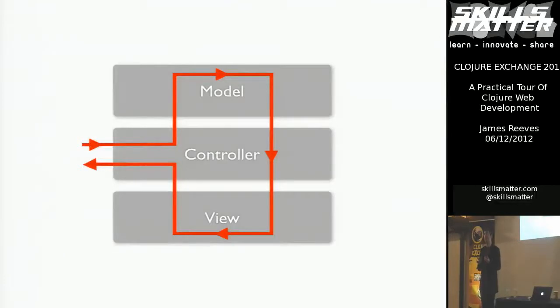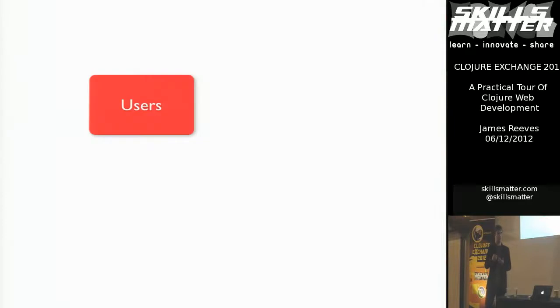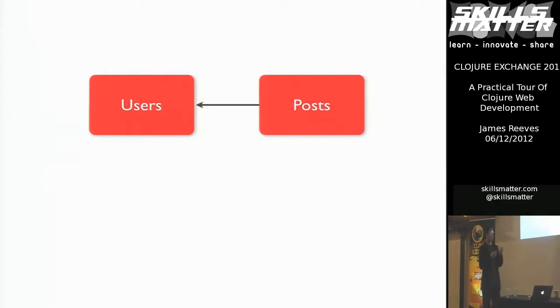So let's take a look at what model we'd have for a social news site. We're going to start off with a model, because when developing an application, it's a good idea to start off with the data first. So we want users, because this is a social site. We want to have some way of representing a single user. And users can post things, otherwise it wouldn't be a social site.